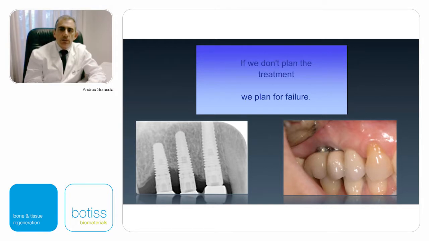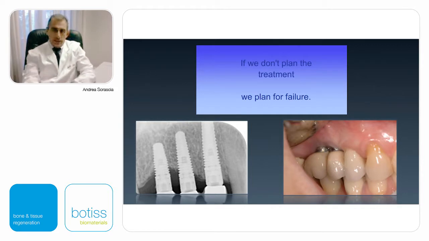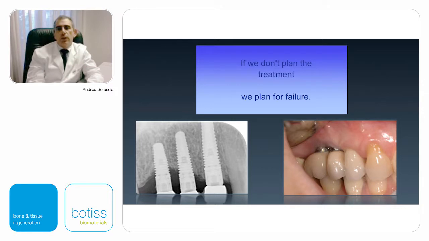For example, in this specific clinical case, we can easily notice that the distance between the implants and the number of the implants is not correct. And the soft tissue is lacking keratinized tissue. So it was predictable since the beginning that eventually the patient would come to this situation, as we can observe in the picture at the bottom right side. Consequently, it is an induced peri-implantitis.